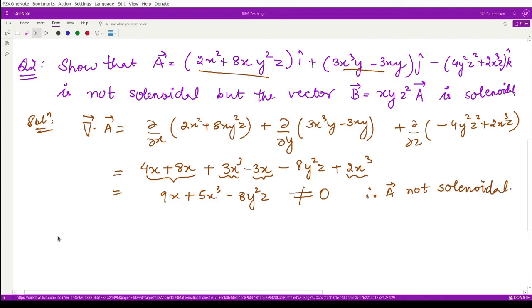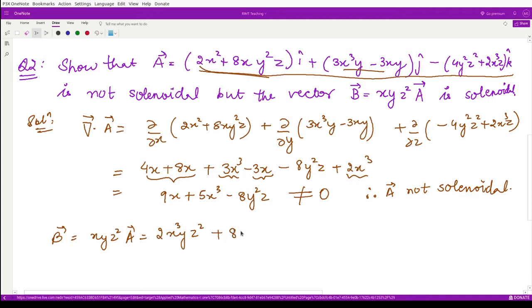Now let's move on to the vector B. Let me write down what our B vector is: x y z square into the A vector. So I have to multiply x y z square times this whole thing. You have 2x cube y z square plus 8 times x square y cube z cube, right? This is i cap. I'm just multiplying these whole terms with x, y, z square.